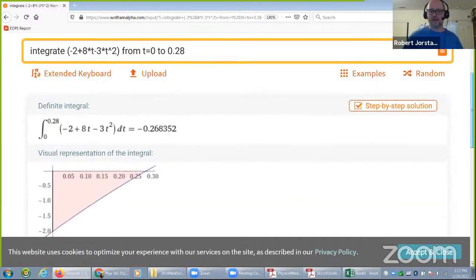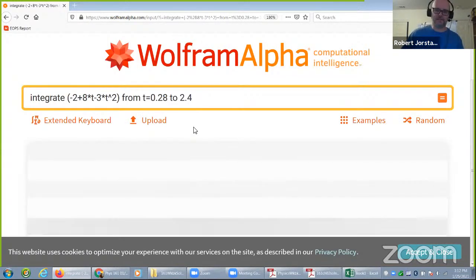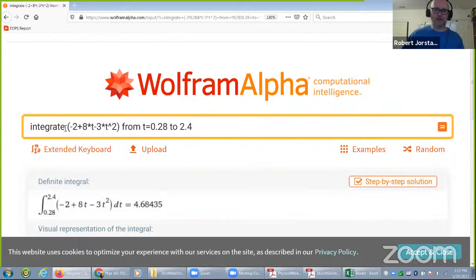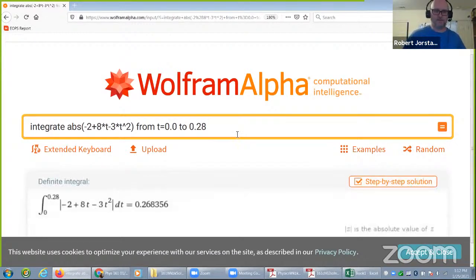And so notice it could give you that area for you. So it's doing that other thing. And you could plot this thing, and then we could change this from 0.28 to, what was it? I think it was 2.4-ish. That's the next region. And so you could get these values this way, or you could even stick on an absolute value here. Let's see if it does the absolute value for us. And so notice it could even do that for you there.